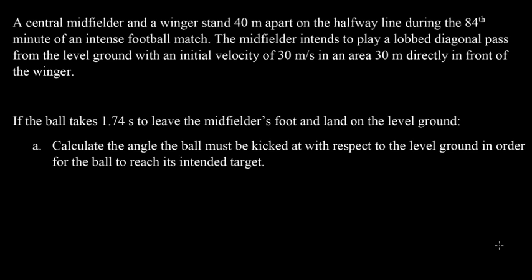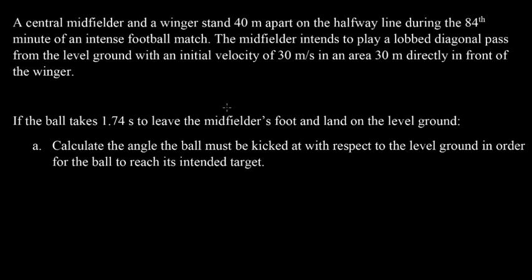Okay, so Junior Roberts here. So this question says, a central midfielder and a winger stand 40 meters apart on the halfway line during the 84th minute of an intense football match. The midfielder intends to play a lobbed diagonal pass from level ground with an initial velocity of 30 meters per second to an area 30 meters directly in front of the winger.